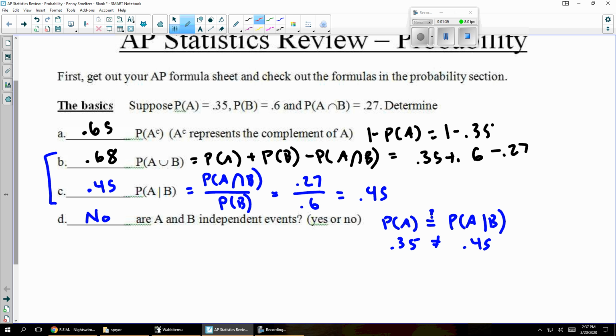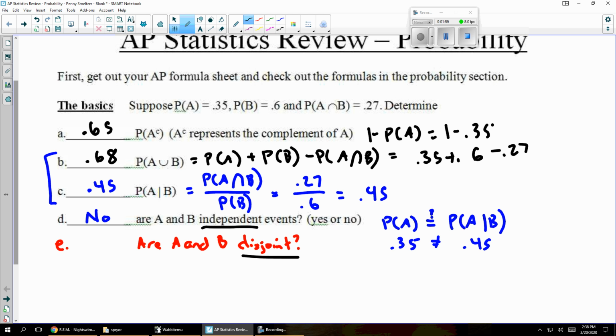And I like to throw one more on here. Are A and B disjoint? And I like to throw that in, not because it's hard, but because a lot of stat students get confused between independence and disjoint, and they're really completely different.